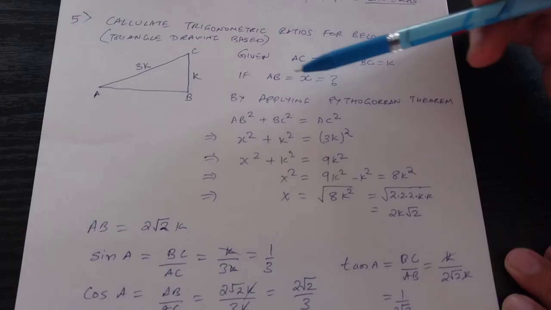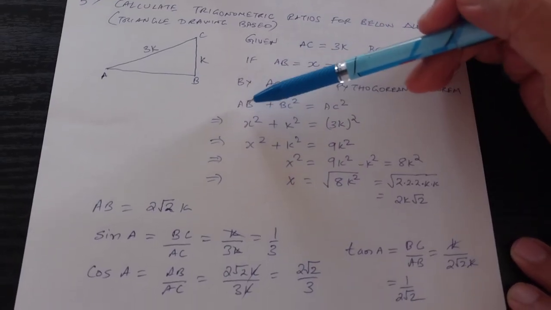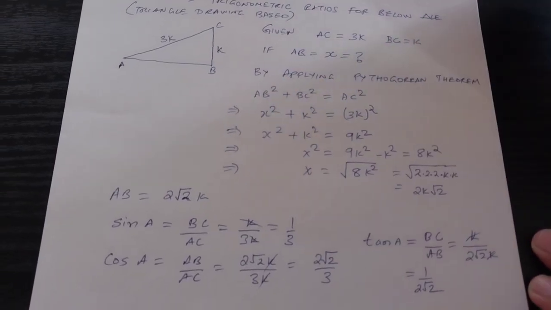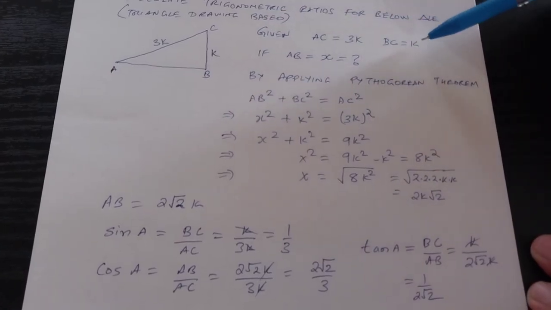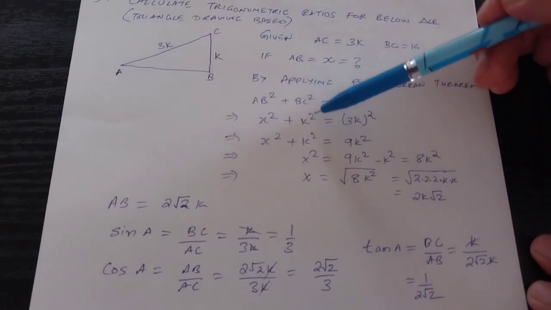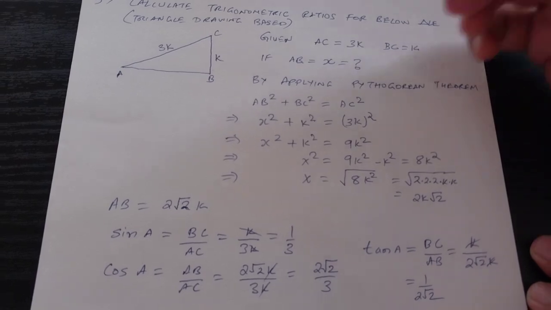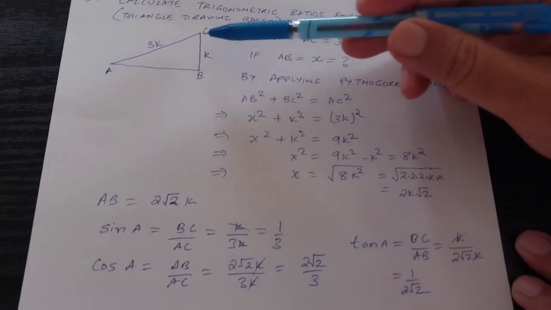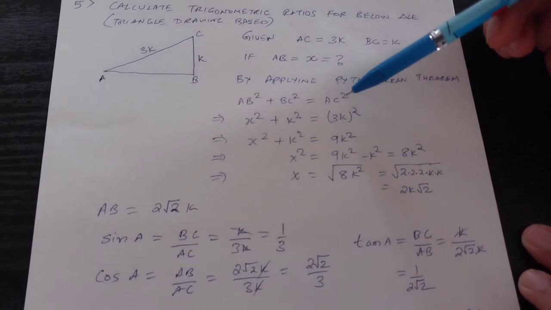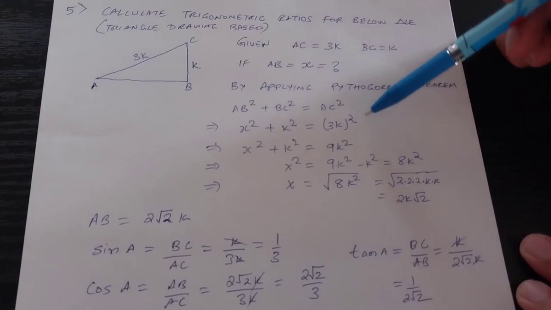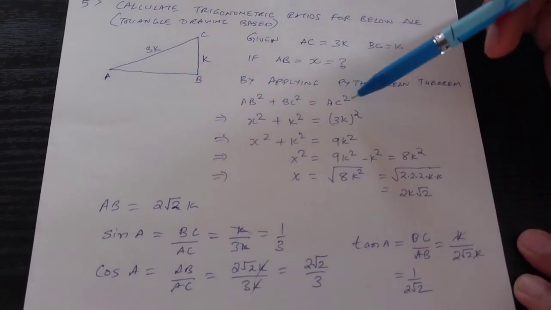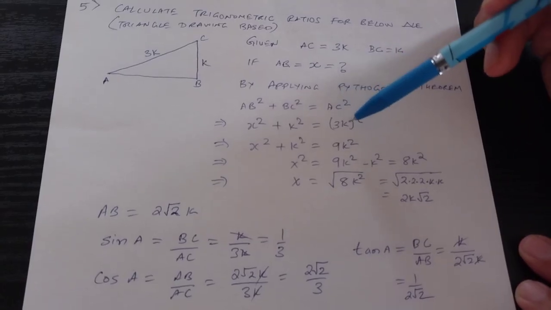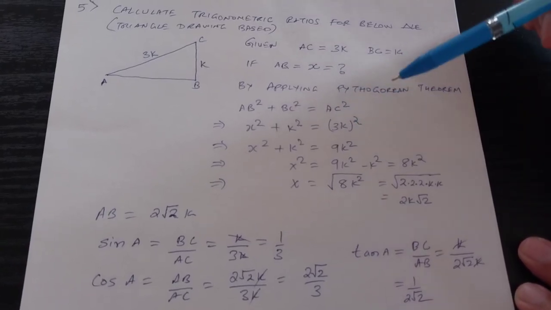So substituting for AB, instead of AB squared we put x squared. Now substituting for BC, BC is given as k, right? So BC squared is nothing but k squared. Similarly, if we substitute for AC, AC squared is 3k whole squared. Remember AC is 3k, so in brackets we put 3k and make it squared.